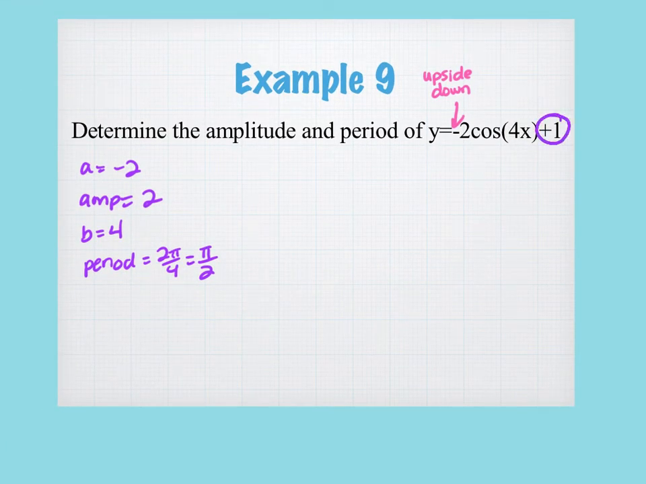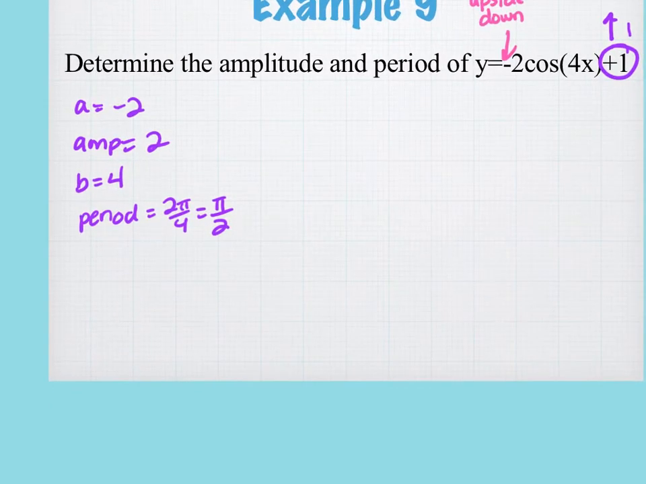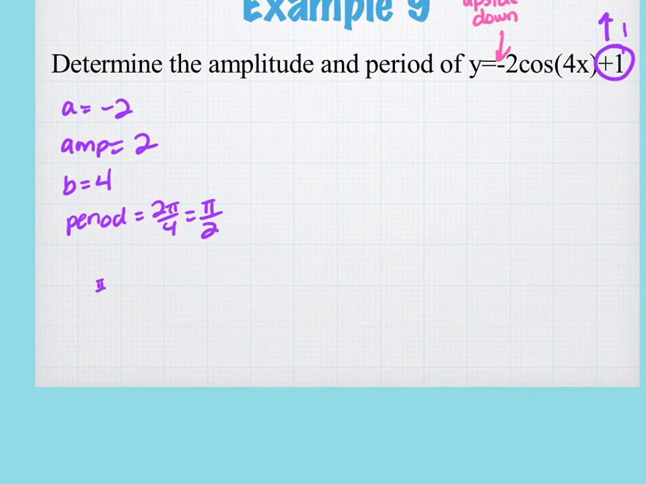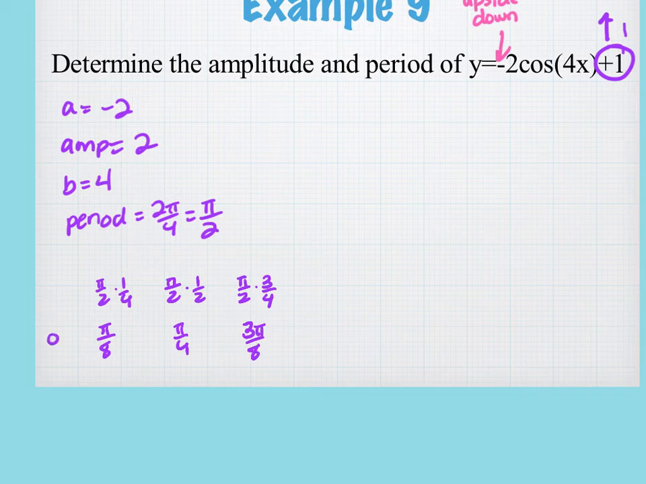And then this plus 1 is going to shift everything up at the end. So that's not a phase shift. That is a vertical shift. Take your pi over 2, multiply it times a 1/4, times a 1/2, times 3/4, and I get pi over 8, pi over 4, 3 pi over 8, 0 at the front, pi over 2 at the end, because that's my period.